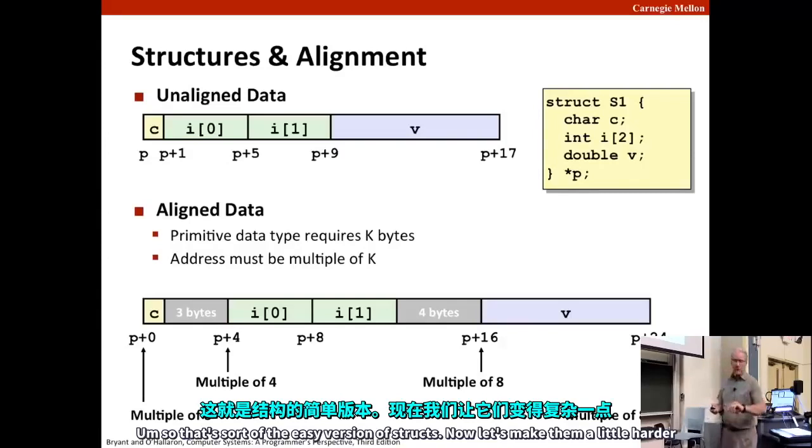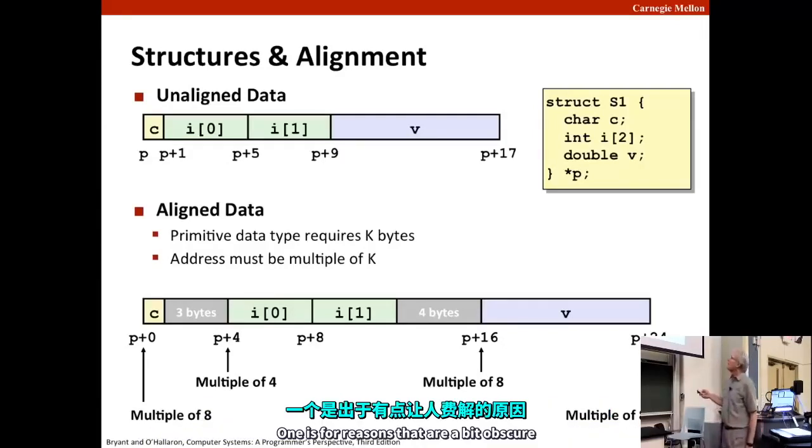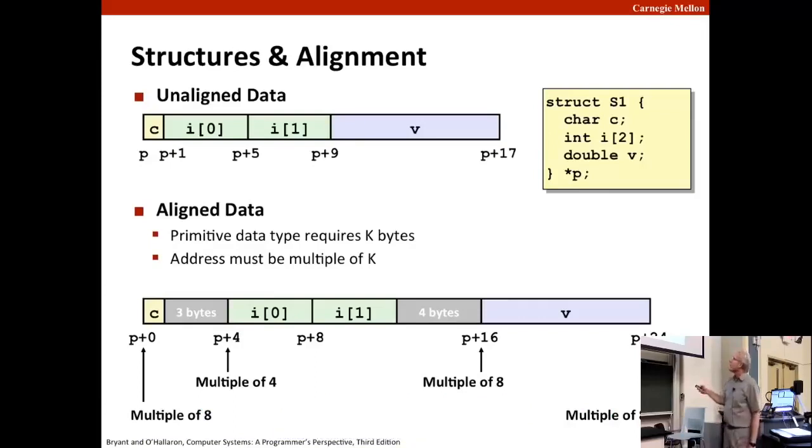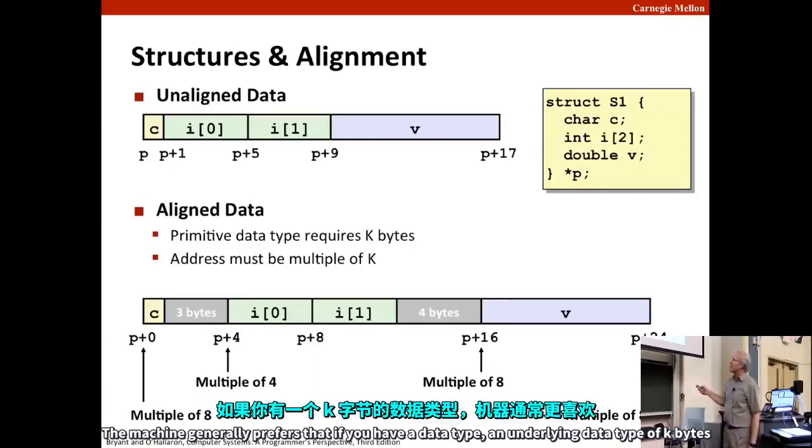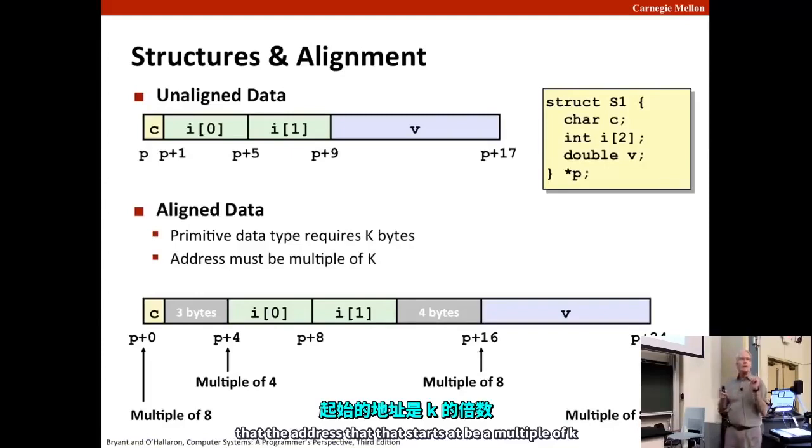So that's sort of the easy version of structs. Now let's make them a little harder. One is for reasons that are a bit obscure. The machine generally prefers that if you have a data type, an underlying data type of k bytes, that the address that starts at be a multiple of k.